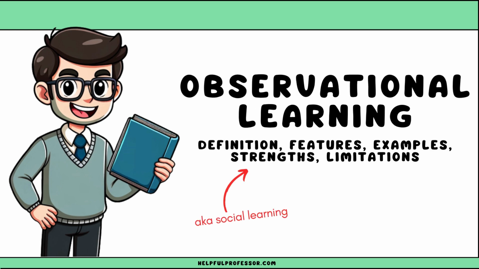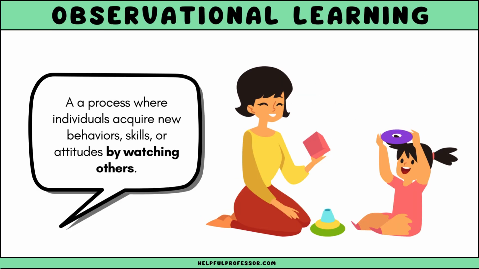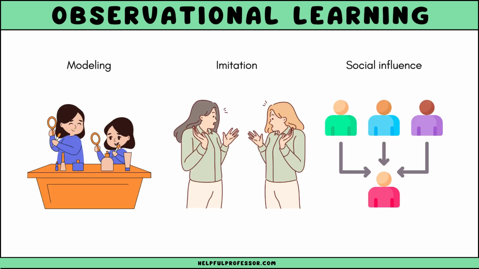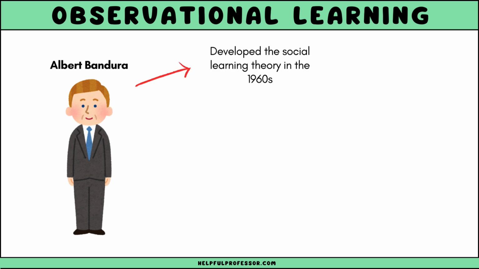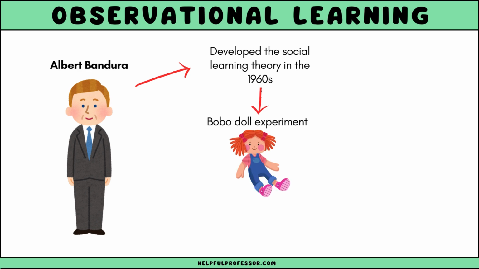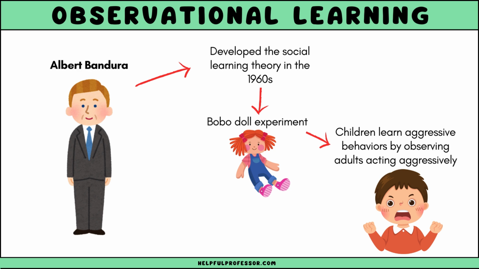Observational learning, also known as social learning, is a process where individuals acquire new behaviors, skills, or attitudes by watching others. This type of learning emphasizes the role of modeling, imitation, and social influence. Albert Bandura, a renowned psychologist, is credited with developing the social learning theory in the 1960s. His famous Bobo doll experiment demonstrated that children could learn aggressive behaviors simply by observing adults acting aggressively.